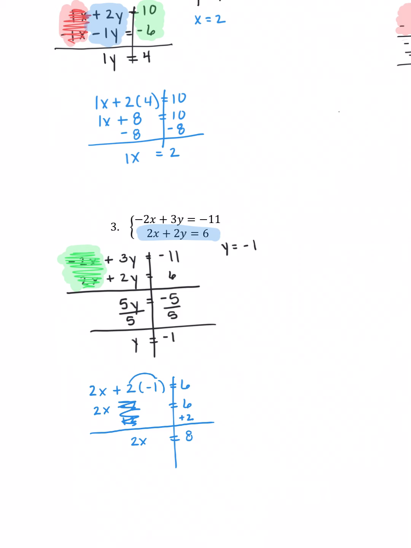Okay? When I say 2 times x, the opposite of multiplying by 2 is dividing by 2. So I'm going to divide both sides by 2. And now I'm at x equals 8 divided by 2 is 4. So y equals negative 1, x equals 4.